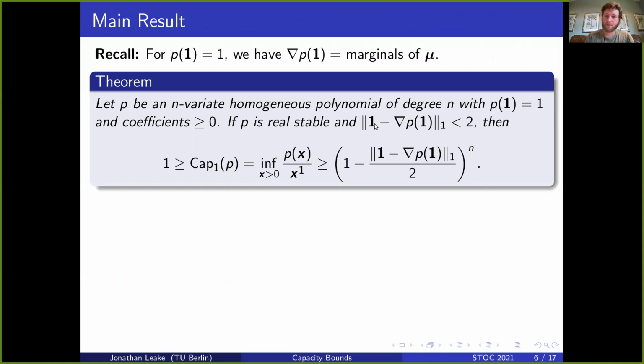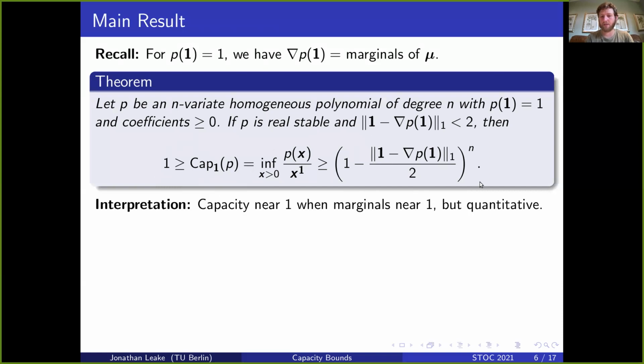If we assume that P is real stable, and that the marginals, right, what is this saying? The marginals are close to the all ones vector. So the difference in norm is less than 2. Then we get this bound on the capacity. This bound is sort of easy to get. This is the main bound here.